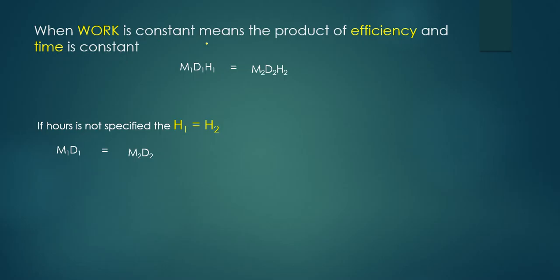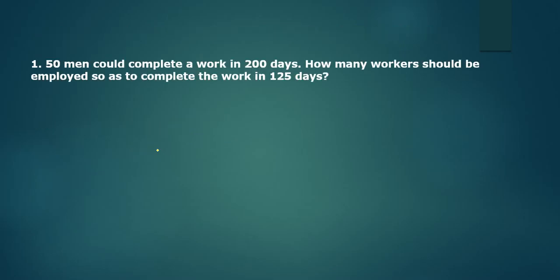When work is constant, the product of efficiency and time is constant. D1 H1 is nothing but time. M1 is nothing but efficiency and M2 is also efficiency. Generally efficiency is in terms of men, the number of people. Now if hours is not specified, same case, I have to consider H1 equal to H2, then this formula will become M1 D1 equal to M2 D2.